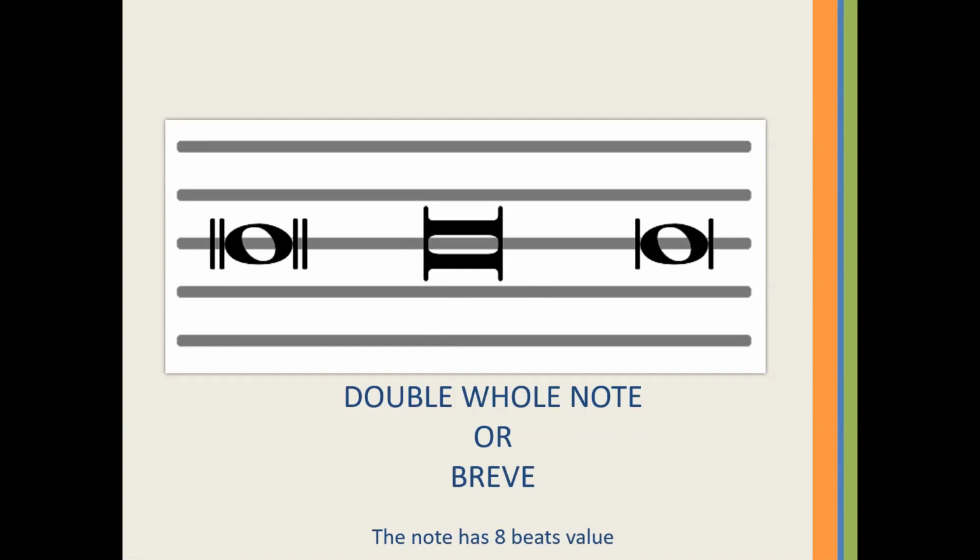Remember, the semibreve has 4. Since we're going higher, the relationship is by 2. If you go down, you halve it. If you go up, you multiply by 2, and so it has 8 beats.